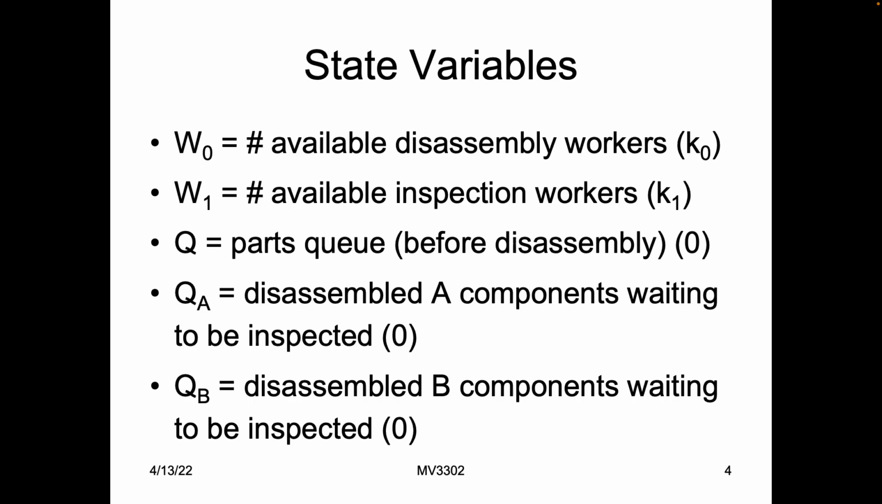And as I hope you saw, I asked you to do two different state models of the multiple server queue. Okay, now when we're modeling the parts, we have the parts that are in the queue waiting for disassembly, and then we have a set of disassembled A components and disassembled B components. So we need a state variable for each one of those.